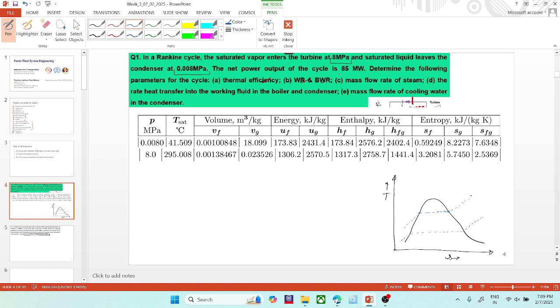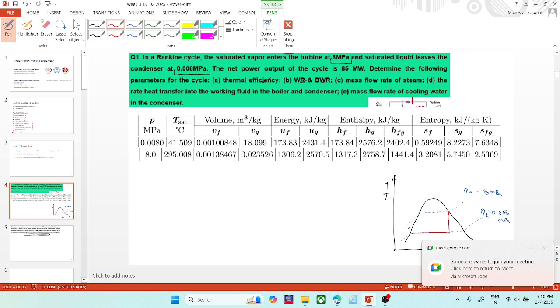So what are the two pressures they have given? P1 is equal to 8 megapascal and P2 is equal to 0.008 megapascal. Okay, and the cycle will look like this. From this saturated vapor line, the constant entropy line will go like this. Then the exit is okay.